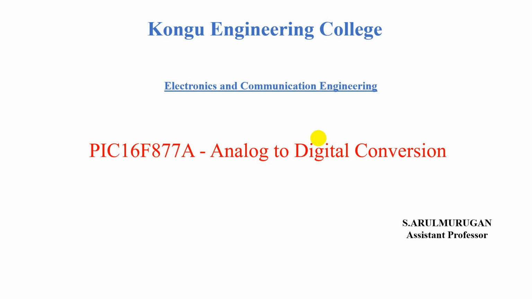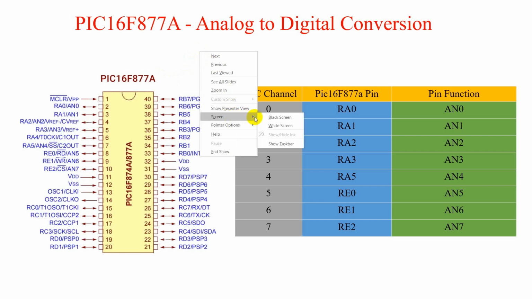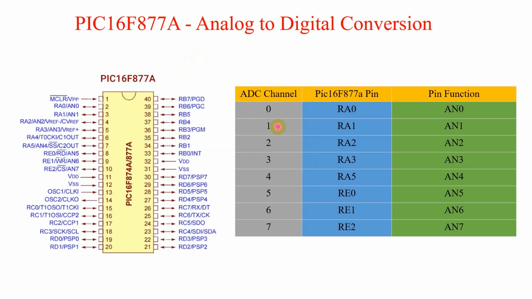Today we are going to see about analog to digital conversion in the PIC16F877A microcontroller. PIC16F877A is an 8-bit microcontroller. It has 5 ports available: port A, port B, port C, port D, and port E. Out of these 5 ports, port A and port E are dedicatedly used for analog interfacing. Totally it has 8 channels available, A0 to A7.